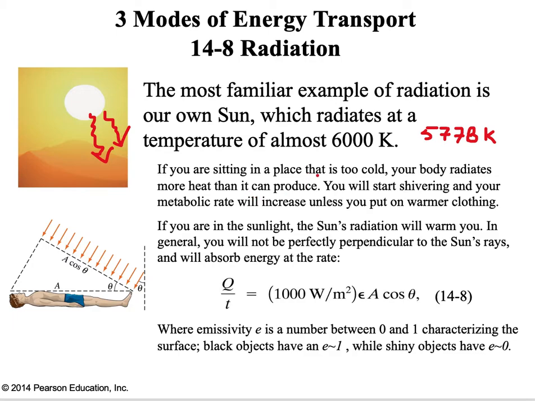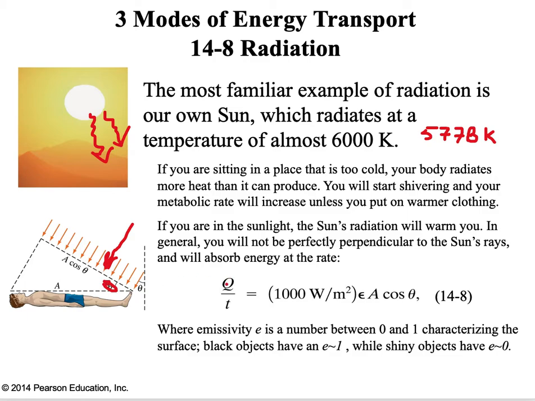If you are sitting in a place that is cold, your body radiates more heat than it can produce, and you will start shivering and your metabolic rate will increase until you put on warmer clothing. Or you snuggle up next to somebody that's warmer and you rob them of their body heat to make you warmer. If you are in the sunlight, which is the picture on the left, the sun's radiation will warm you. In general, though, you will not be perfectly perpendicular to the sun's rays. The sun's rays will be coming in at an angle theta to the ground.